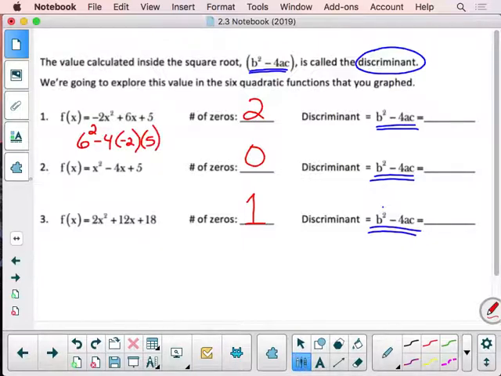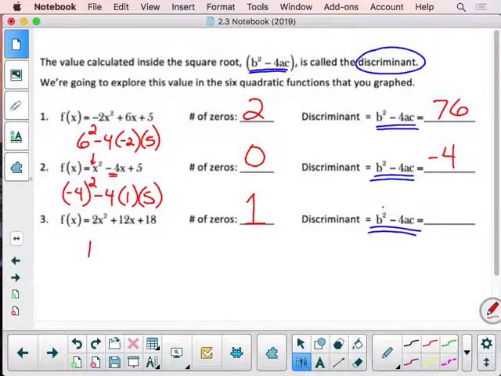Didn't we already just do this one? It ended up being 36 plus 40, so we got 76 over here. Now let's move on to number 2. B squared would be -4 quantity squared, right? That's where that's coming from. Minus 4 times a, which was 1, right? That's in front of there, times 5. What do we end up with there? 16 minus 20. We get -4.